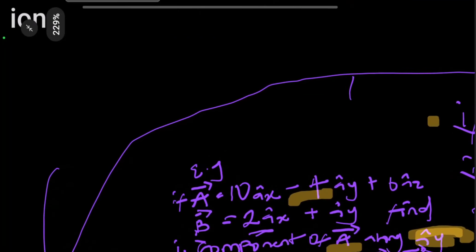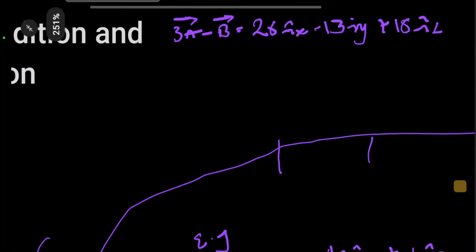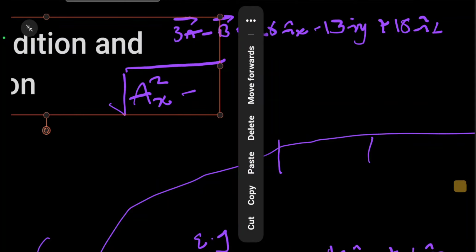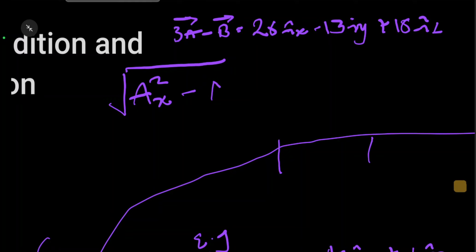And to find the magnitude of this vector, we use the Pythagorean theorem, which is the square root of ax squared plus ay squared, sorry, it should be plus here, plus az squared.